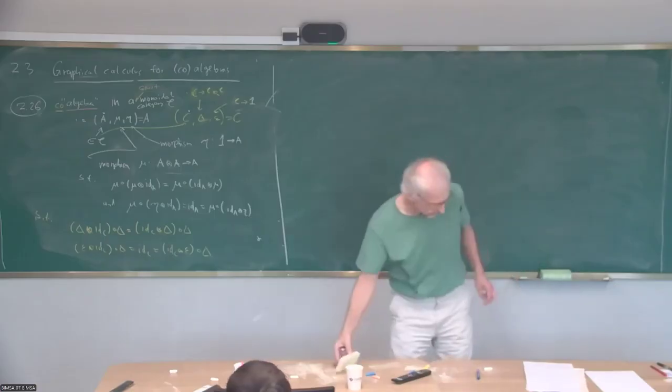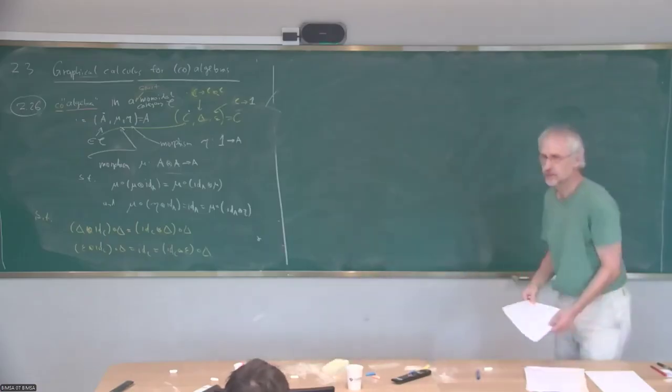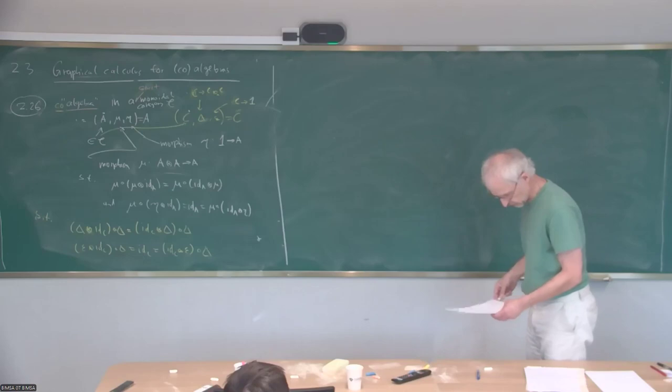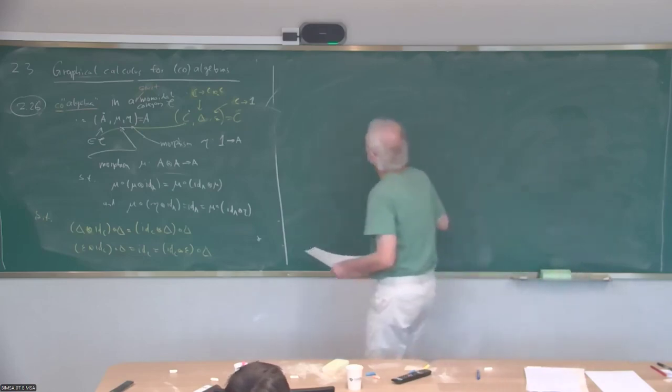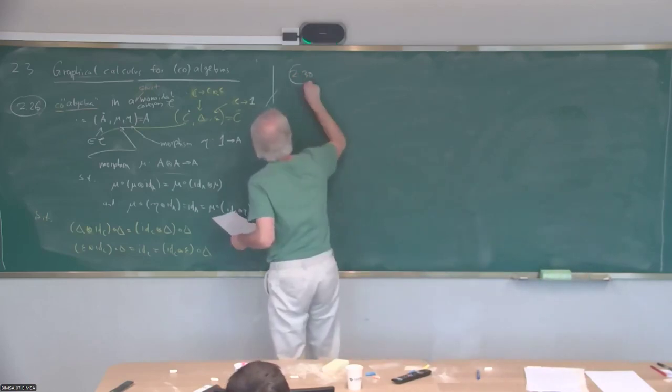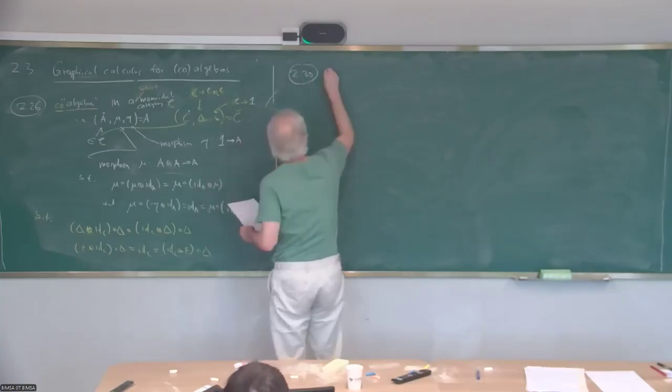I will come to the graphical calculus for algebra and co-algebra, but I have to take a detour because I want to mention also a few examples. Before that, there was no time to do it. It's just another definition.